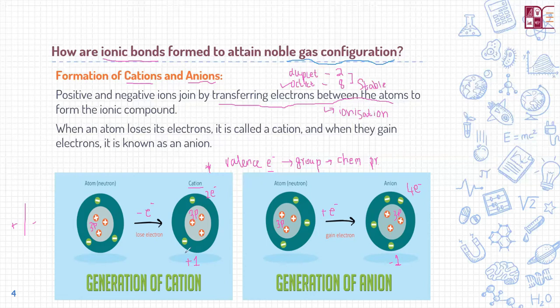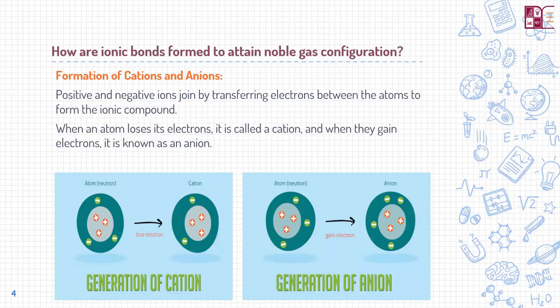And the same goes here as well: plus 1, plus 2, plus 3, depending on the number of electrons lost and depending on the number of electrons gained. So an anion is an ion which is negatively charged. Okay? It is negatively charged. Right. So when an atom loses electrons, it's a cation. When it gains an electron, it's an anion. Positive charged cation, negative charged anions. Okay.